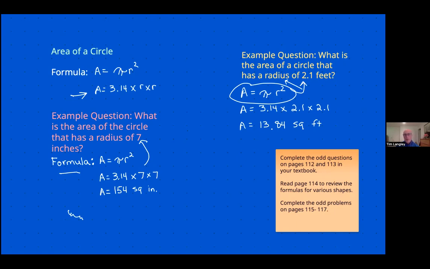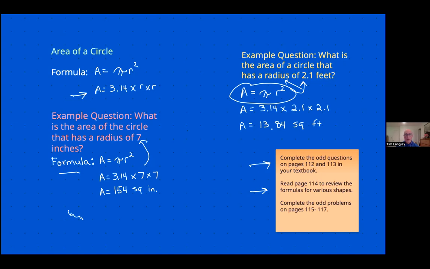Now you have more homework than normal this time, because we're going to get into some more story problems, and we're going to get into applying all of your skills so far for area and perimeter of a bunch of these shapes. So the first thing I want you to do is complete the odd questions on pages 112 and 113, working with circles. Then what I want you to do is read carefully, just as review, on page 114 of your text. It's a review of the formulas. They're all right there in a box.